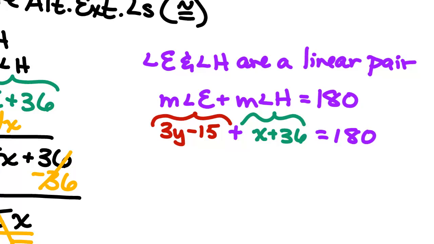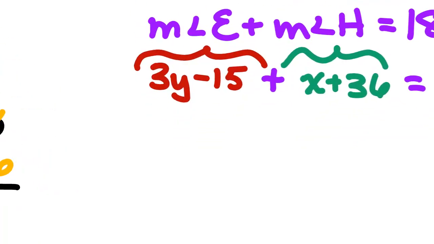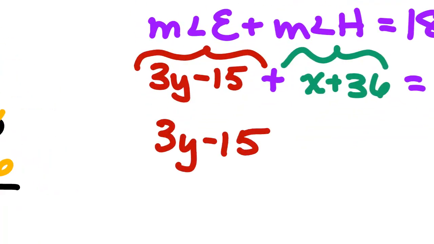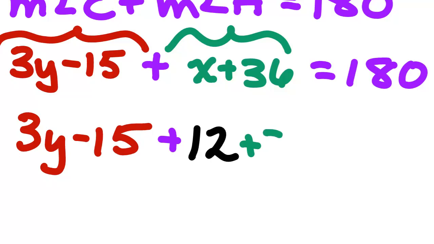Is there any substitution, any replacements that I need to do? Yes, what do I need to replace? X needs to be replaced with 12. So 3y minus 15 plus 12 plus 36 equals 180.